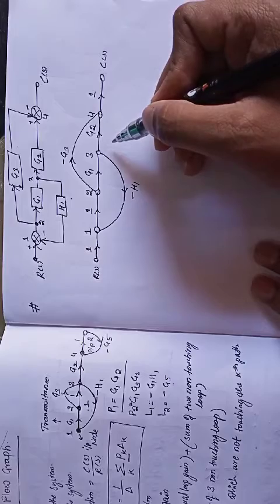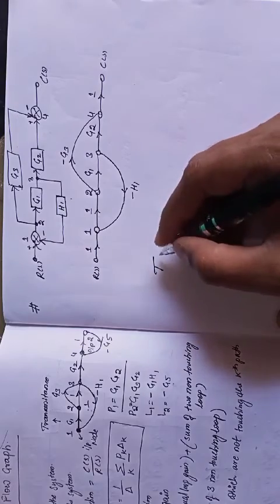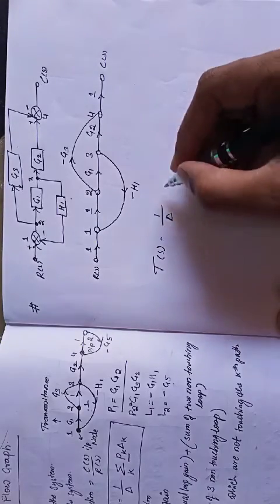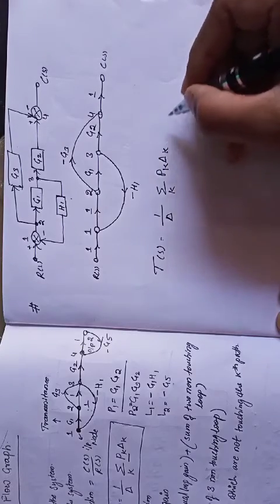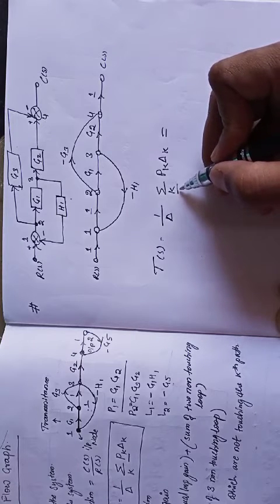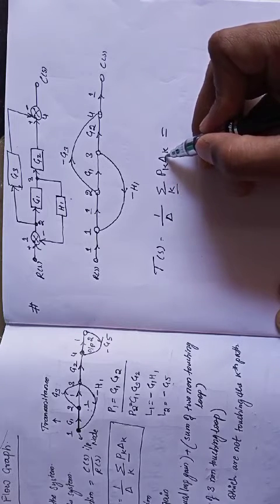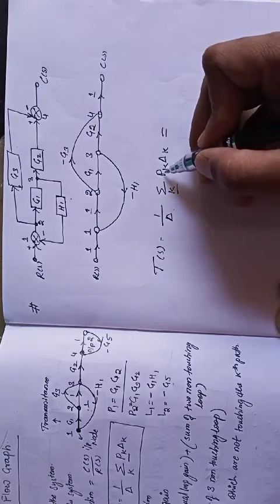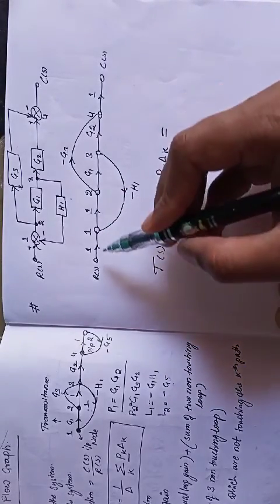For writing the transfer function of this, we have to write the Mason's gain formula once again, and that Mason's gain formula is T of S equals 1 upon delta summation k Pk delta k. Here what is k? K is nothing but the number of forward paths. If the number of forward paths is 1, then P1 delta 1 divided by delta is the formula.